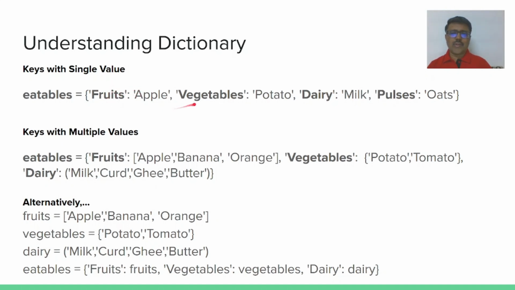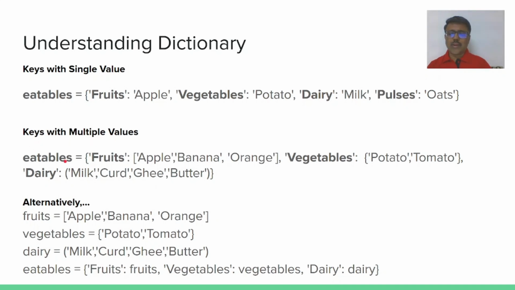I mean, the fruits, vegetables, dairy, pulses are called keys, and these, apple, potato, milk, and so on, are all called values, right? And here, if you see it, the dictionary is represented with a curly bracket, right? You can see it here. Okay, so now let's take keys with multiple values.